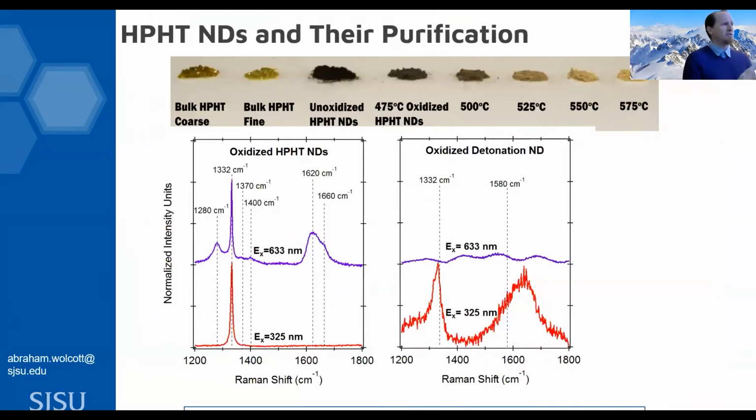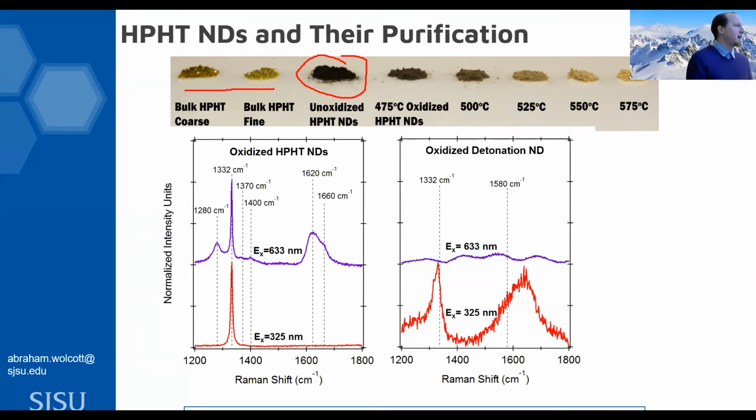And so to review some work that was published quite a while ago, this was our initial understanding that detonation diamond and high pressure, high temperature diamond were not acting the same. In that upper picture, you can see the starting material, which is our bulk HPHT nanodiamond. You can notice that it's got that beautiful yellow tone. This is what we purchase from any of these companies. And then we purified it at different temperatures over 2 hours. And so we use Raman to track the purification process.